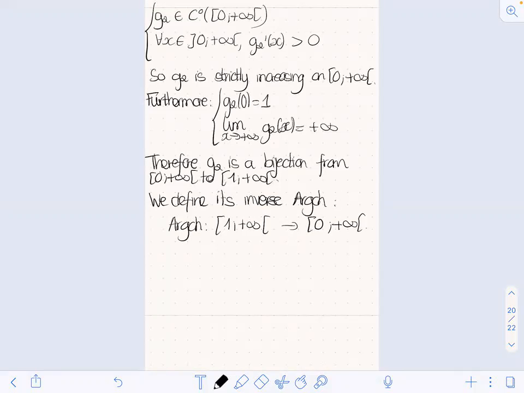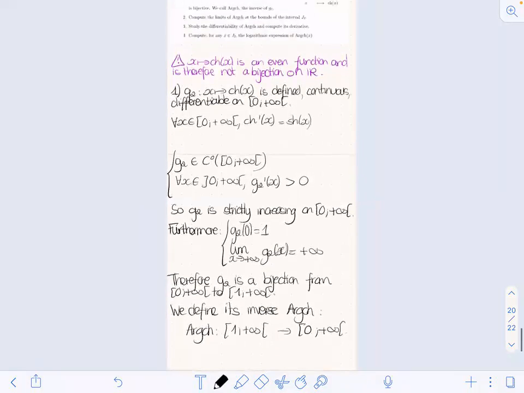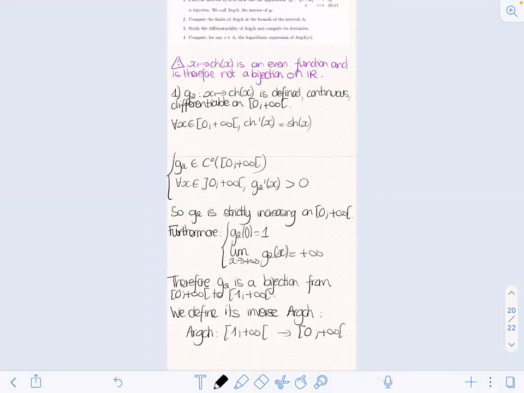So that's the first step to finding an inverse for the hyperbolic cosine function. So it's using the standard arguments. We show that we've got a continuous function that's strictly monotonous, so it's a bijection. And then we have a look at the values at the bounds of the interval, and we get the interval that the function maps to.